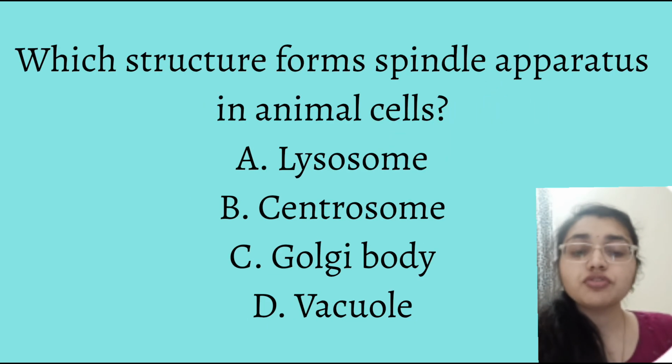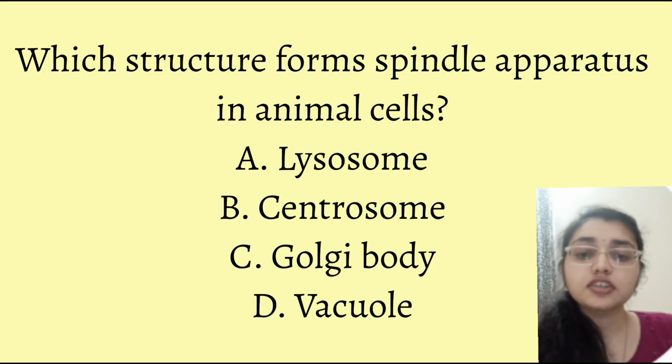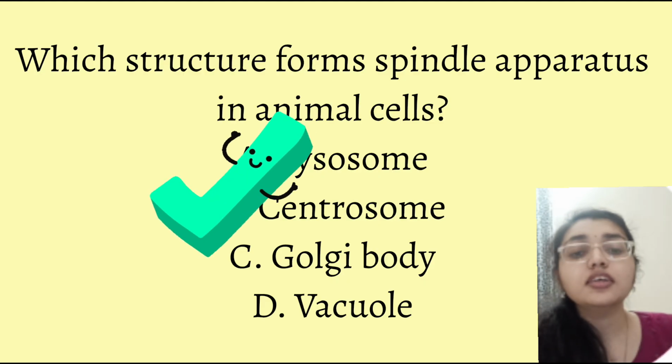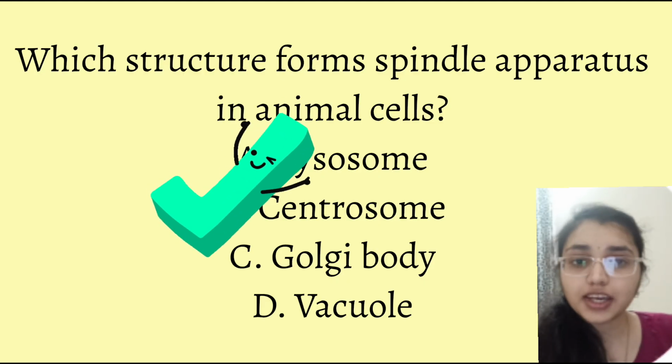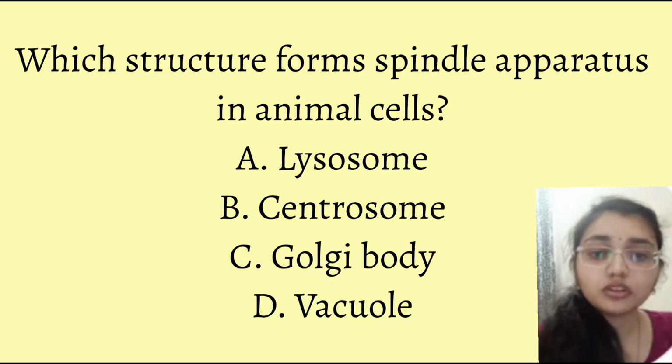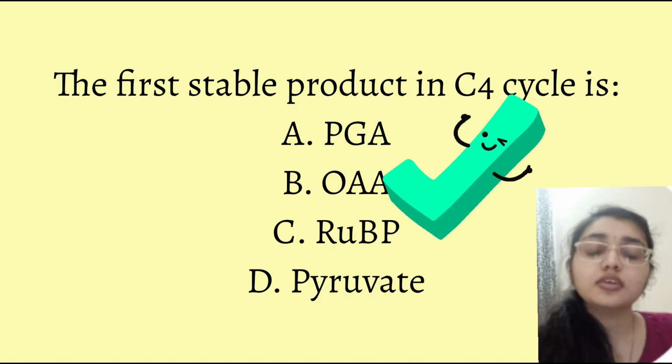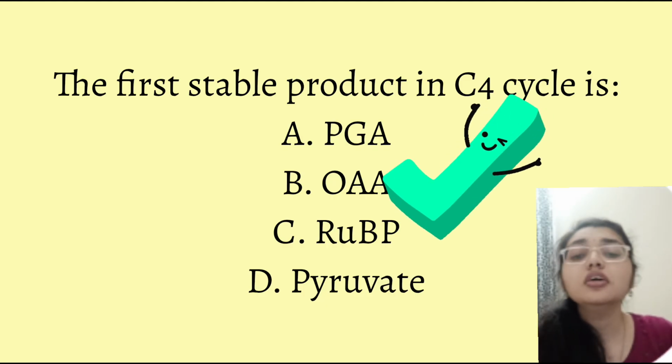Which structure forms the spindle apparatus in the animal cell? So option A is lysosome, option B is centrosome, option C is Golgi body and option D is vacuole. So here the centrosome is the structure. Option B is correct. Option B is the centrosome, that is a structure that forms the spindle apparatus in animal cells. The first stable product in C4 cycle, that is oxaloacetic acid. Here option B, we can see it is oxaloacetic acid, so directly we get the answer.